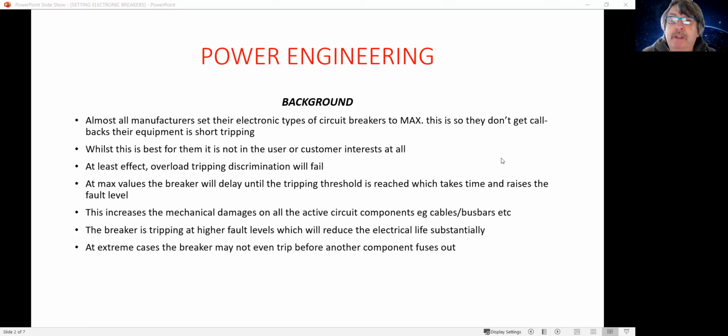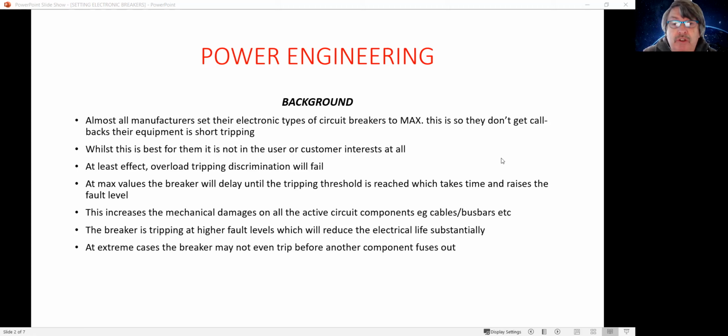And of course, to protect themselves, they set all circuit breakers to max that I'm aware of. All manufacturers tend to do that. And it's up to the end user to set these. So it's not really in your interests as a customer to have it at max if you're not sitting at that level from your calculations. At the very least, you could have things like your discrimination fail if you don't set them.